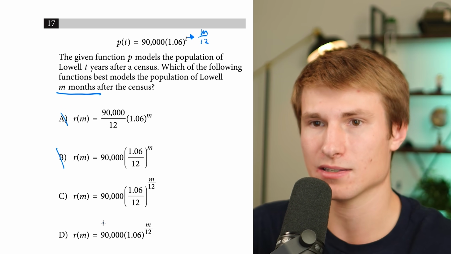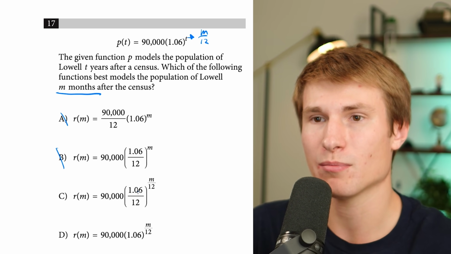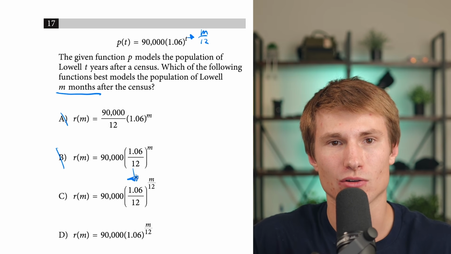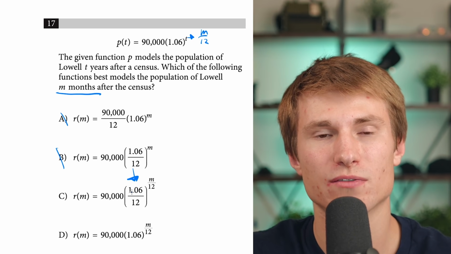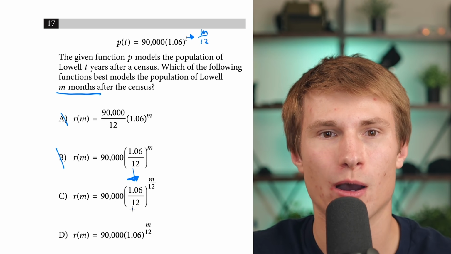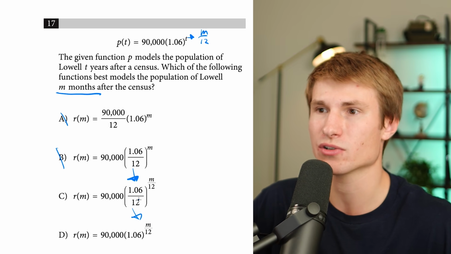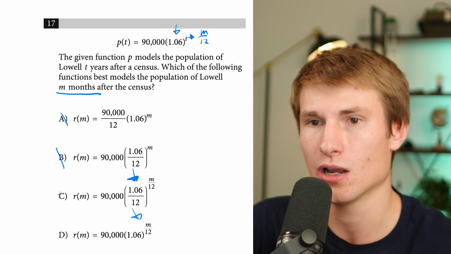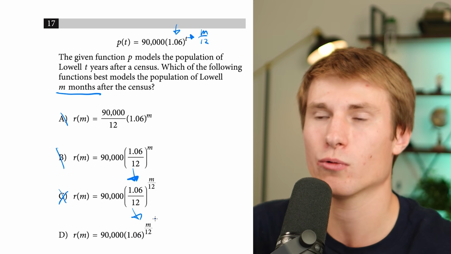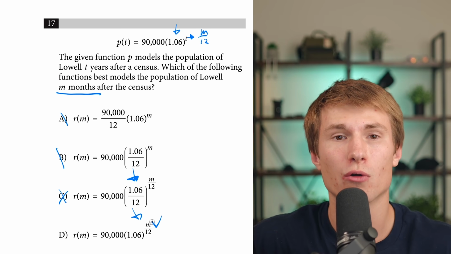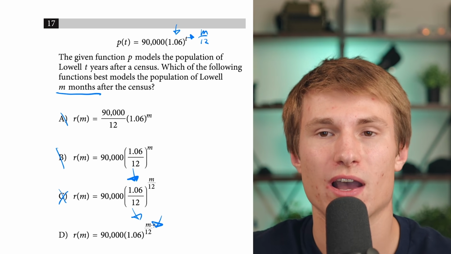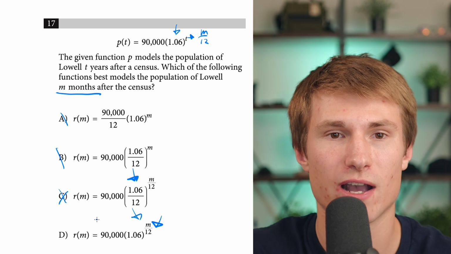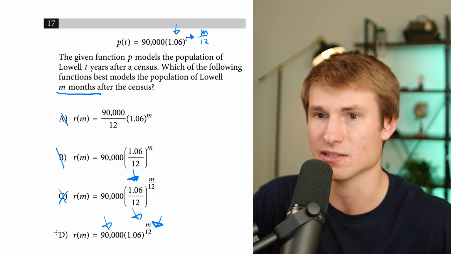Next thing we can look at is the difference between C and D. Now, we have to keep in mind, we aren't needing to divide our growth factor at all. Because think about it, if we divide 1.06 over 12, we now have a decreasing population because that's going to result in a value that's less than 1. And that's not the case. We know our population is increasing every year. Our growth factor remains the same. All we're changing is the unit of time. So we have M over 12 to account for the fact we are changing from years to months. Our growth factor remains the same and our initial population remains the same, and our answer is D.